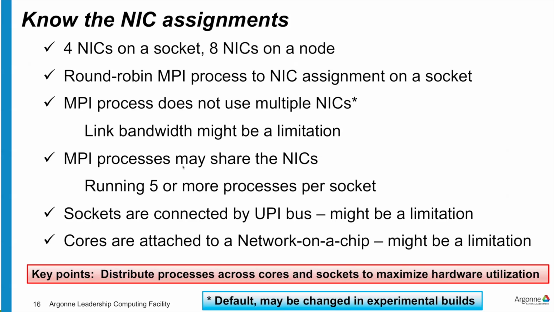NIC assignments. We already discussed that we have 4 NICs on a socket, therefore 8 NICs on the entire node. These 4 NICs are assigned by MPI by default using round-robin assignment for only those processes which are located on the same socket. So it's quite important to understand that if you do not place the MPI processes evenly across the entire node, you may not have access to certain NICs. And therefore, you significantly reduce the capabilities of off-node bandwidth.